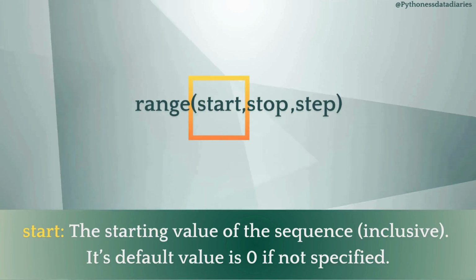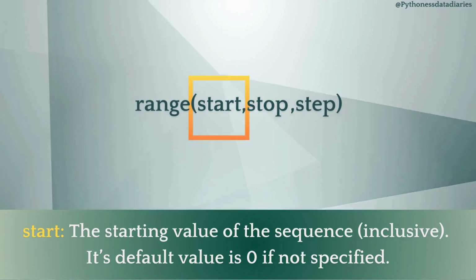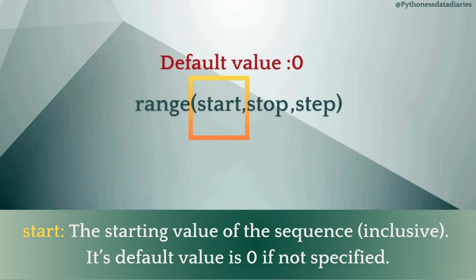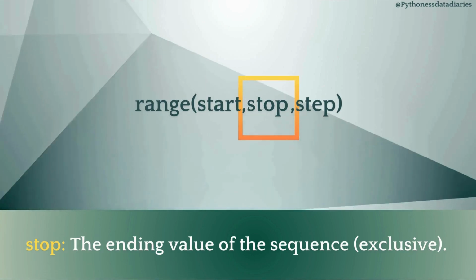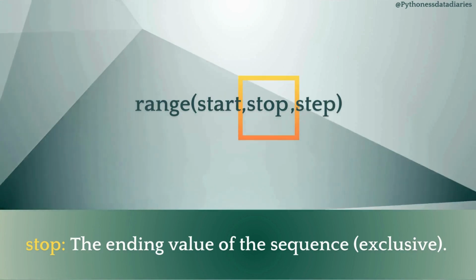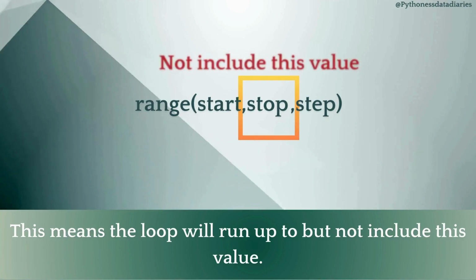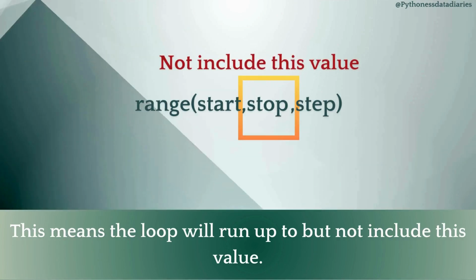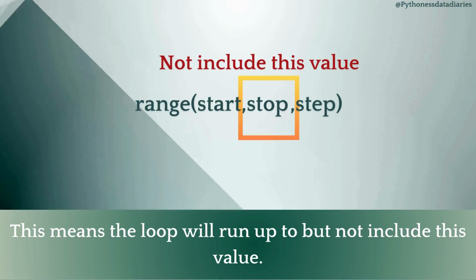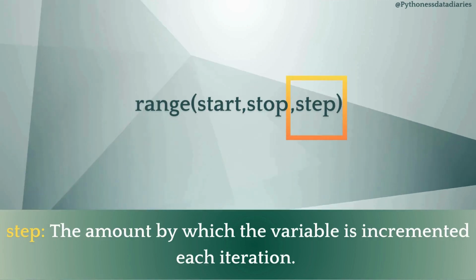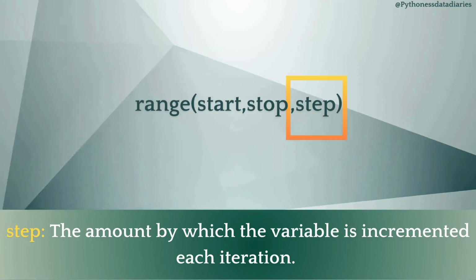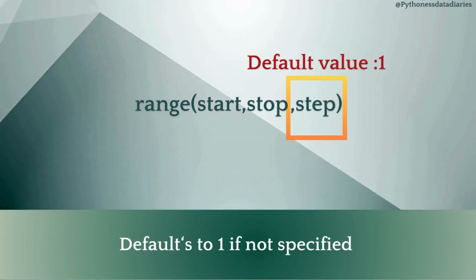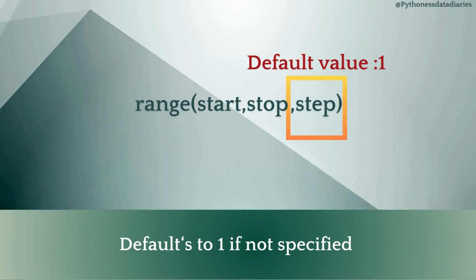Start. The starting value of the sequence, inclusive. Its default value is 0 if not specified. Stop. The ending value of the sequence, exclusive. This means the loop will run up to but not include this value. Step. The amount by which the variable is incremented each iteration, defaults to 1 if not specified.